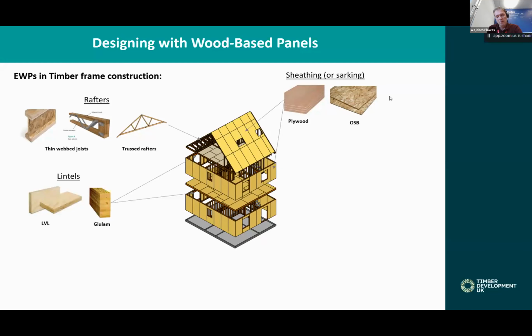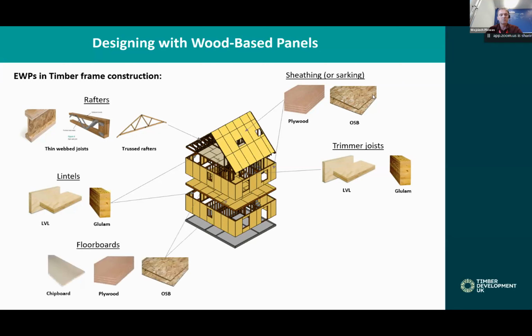In the areas where high load-bearing capacity is required, like above openings, it's possible to use glue-laminated timber or laminated veneer lumber, as those mass timber products tend to be quite strong, and we can make them quite big, so they're suitable for these applications. Same with the trimmer joists. If you're dealing with a multi-story building, you're dealing with increased stress. At the location of the increased stress, where the other joists are landing, you might want to consider using some mass timber in these cases as well. Floorboards, again, this is where wood-based panels are most likely to be used, for example chipboards, plywoods, or OSBs.